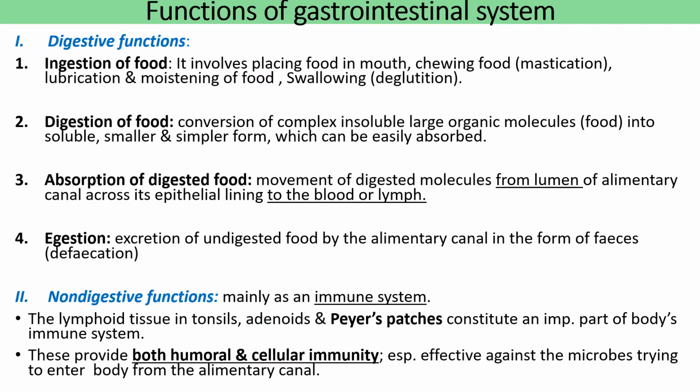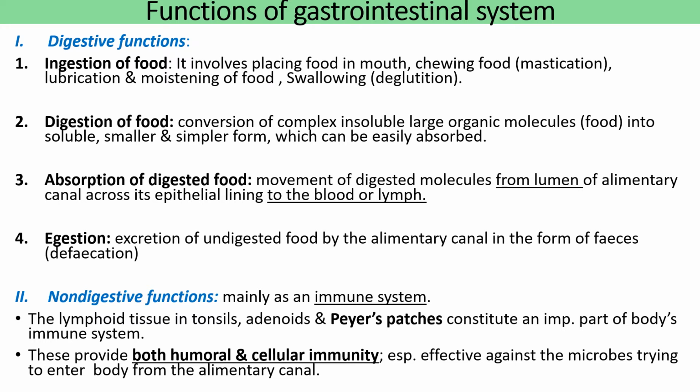The functions of the gastrointestinal system can be broadly divided into digestive functions and non-digestive functions. So let us see the digestive functions of the GI system. First is ingestion of food. So the GI system involves placing the food in the mouth, that is eating the food, then chewing the food with the process known as mastication, lubrication and moistening of the food, and swallowing. Digestion of the food is the second function of the GI system that converts complex insoluble large organic molecules into soluble smaller and simpler forms, which can be easily absorbed by the body.